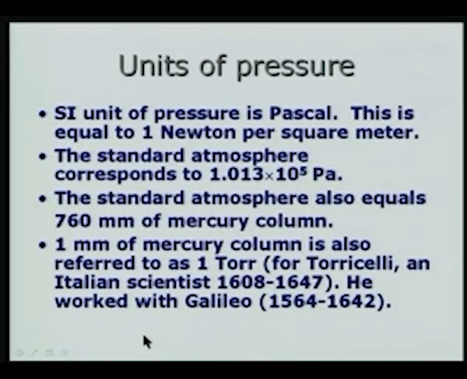Before we show the slide containing the information on the pressure measuring devices and so on, let us look at the units of pressure. The SI unit of pressure is the Pascal, and this is equal to 1 Newton per square meter, that is the definition. Newton happens to be the unit of force, square meter is the unit of area. 1 Newton acting on 1 square meter of area gives you a pressure of 1 Pascal.